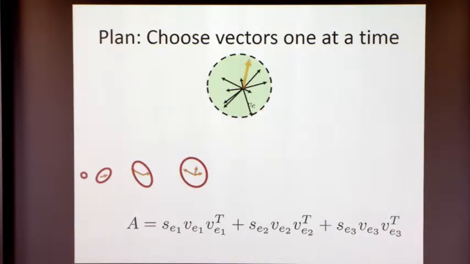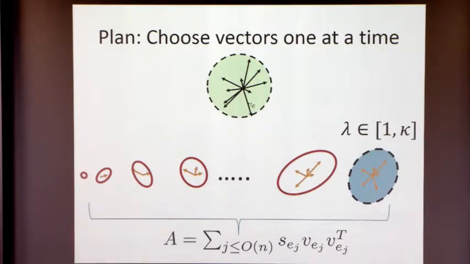Every step that I take here, because I'm adding a positive semi-definite matrix, this matrix is getting bigger. So you think of this ellipsoid as getting bigger. And as you keep going, this thing sort of blows up like a balloon. In the end, what I would like is that after some order n steps, not too many steps, I've added these vectors in a way that this thing is balanced in all directions.